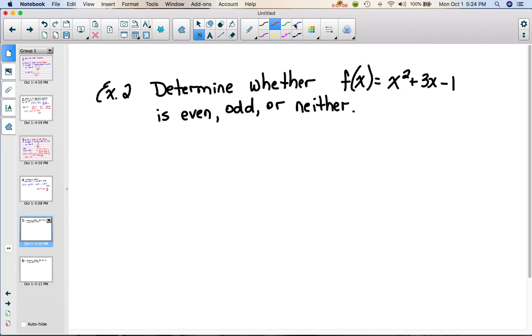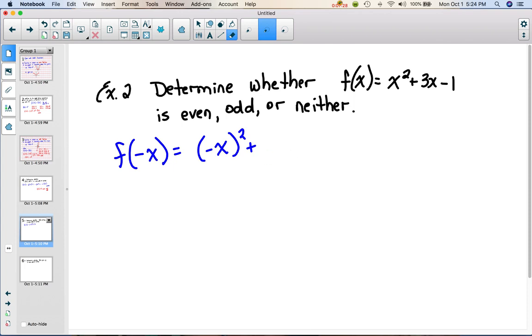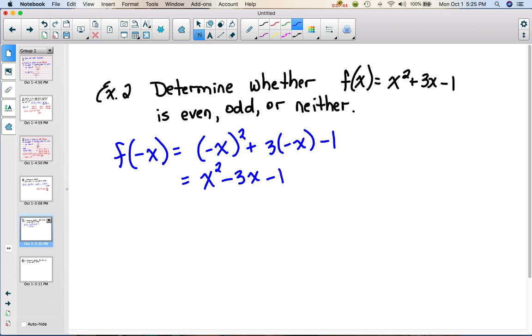Okay, so let's do this one. Determine whether f of x equals x squared plus 3x minus 1 is even, odd, or neither. So I start by evaluating f of the opposite of x. I'm going to replace the x with this. Okay, and simplify. I'm squaring, so it doesn't matter. It's going to change it to x squared. It's going to be positive. This right here, though, is going to be a minus 3x, and then I have a minus 1. Well, clearly I can see, if I compare that to f of x, this is not equal to f of x. So right away I know this is not even.